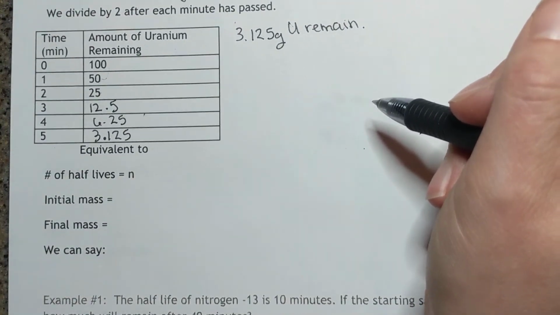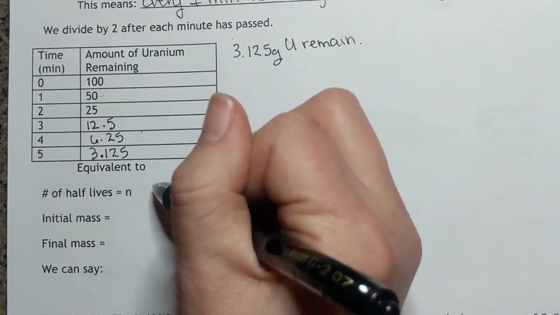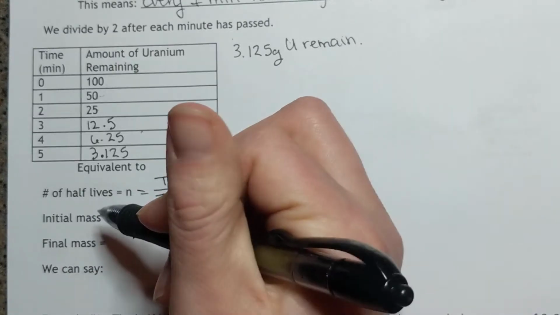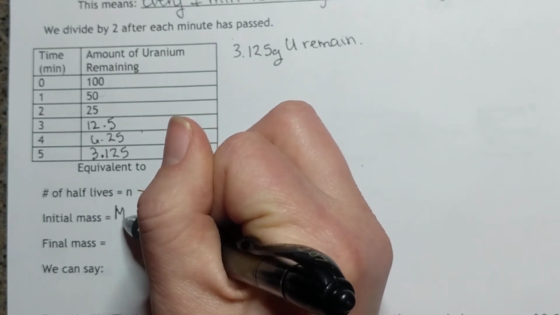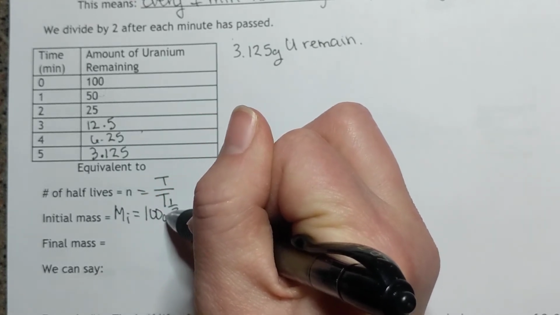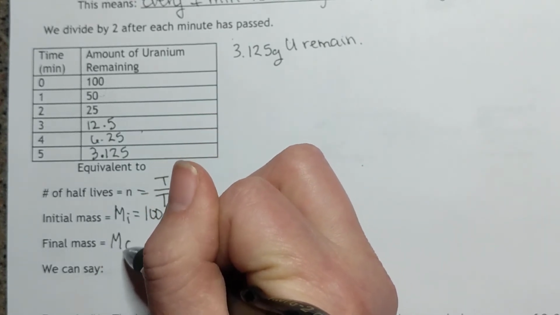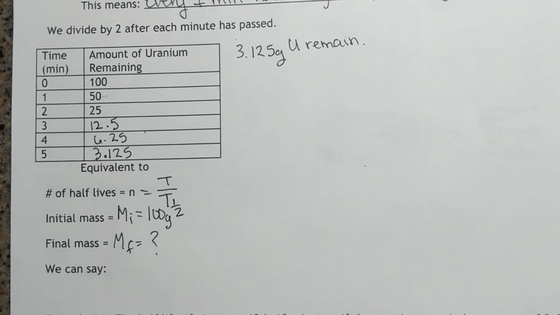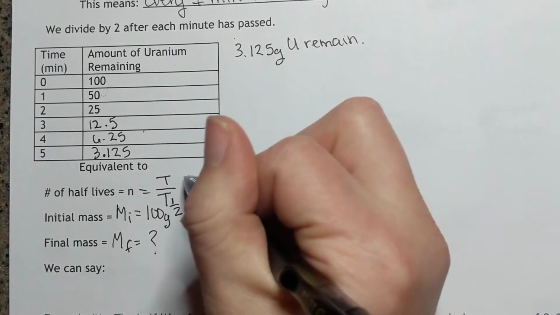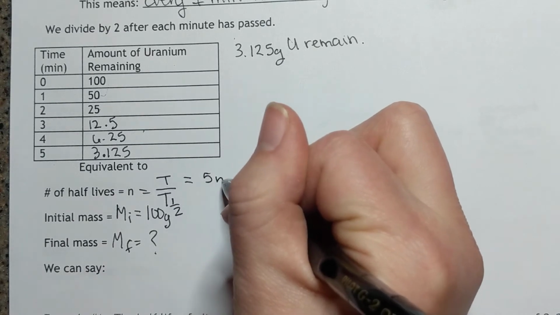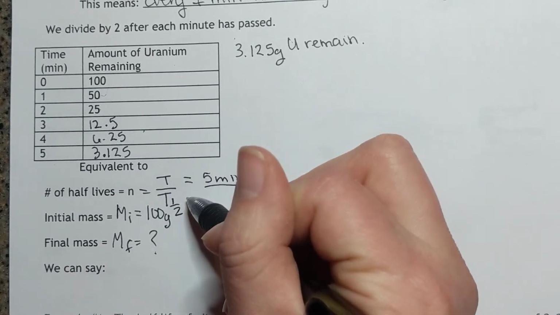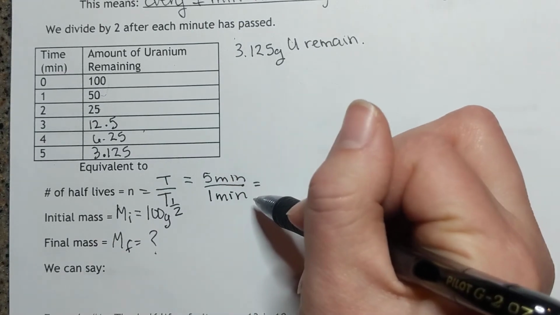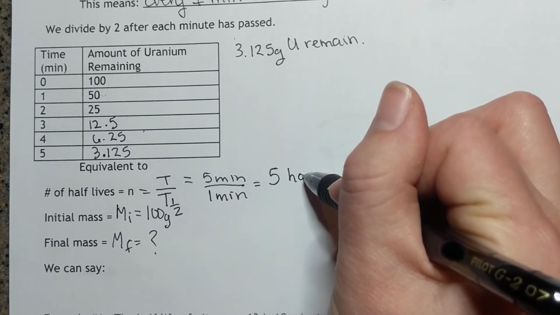I can do this in a more mathy way. My number of half-lives, we call N, is equal to my total time divided by the time of a half-life. My initial mass, Mi, in this case is 100 grams. My final mass, Mf, is what I'm looking for. So the first thing I need to know is how many half-lives are going to happen. I know that my total time is 5 minutes, and I know that the time of one half-life from before is 1 minute. So 5 divided by 1 gives me 5 half-lives.